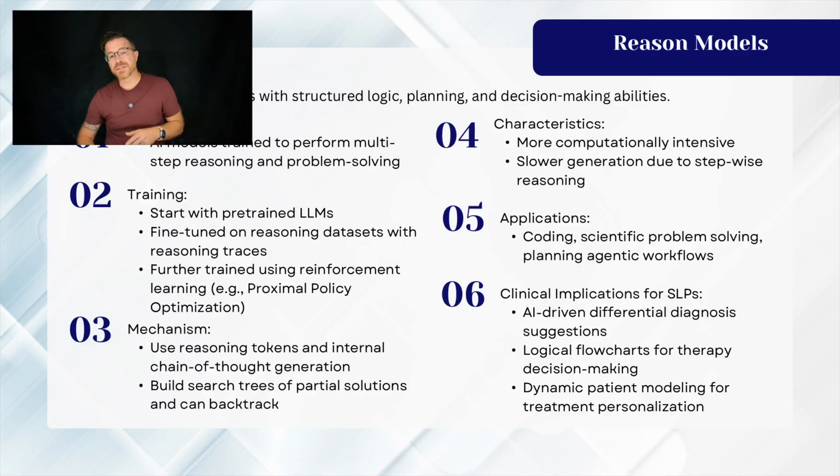Now, some of the characteristics of a reasoning model is that it is more computationally intensive than a large language model. And it has slower generation due to what's called stepwise reasoning, where as it goes through that reasoning chain, and if it, of course, has to backtrack, this means that it adds more steps, which means that it will have slower generation. Now, the applications where reasoning models really stand out are for coding, scientific problem solving, and planning what are called agentic workflows, where agents have to do with systems that have specific tasks that they do outside the actual model, but are connected to it.